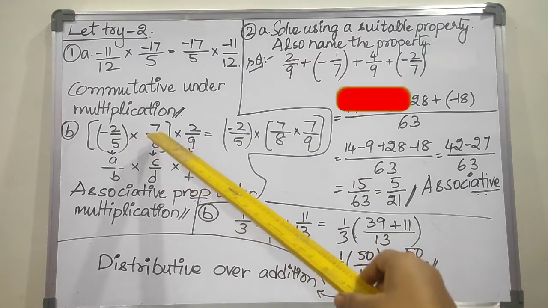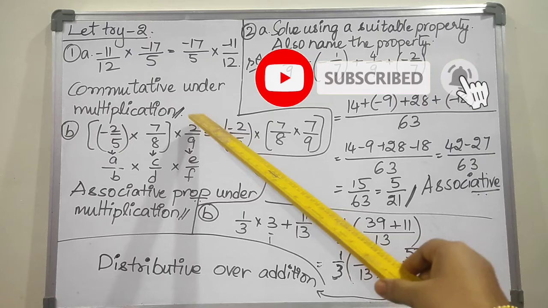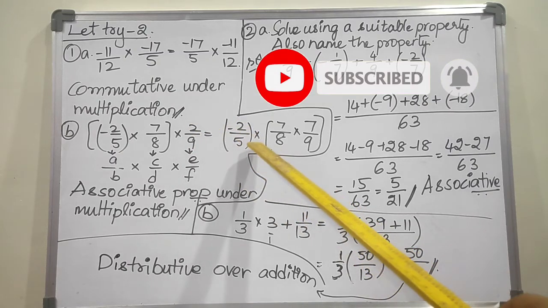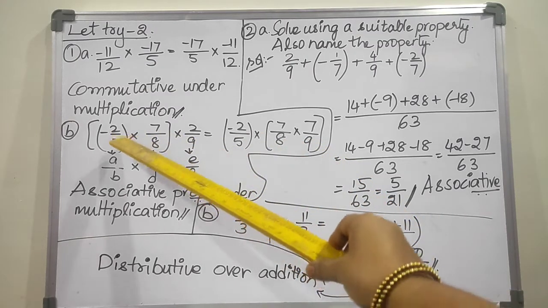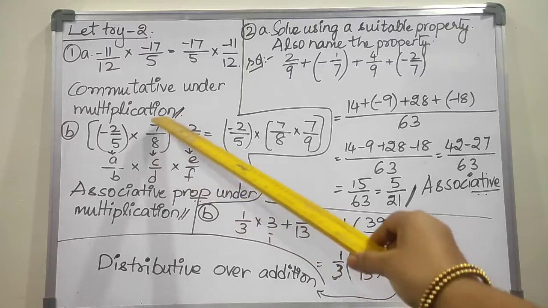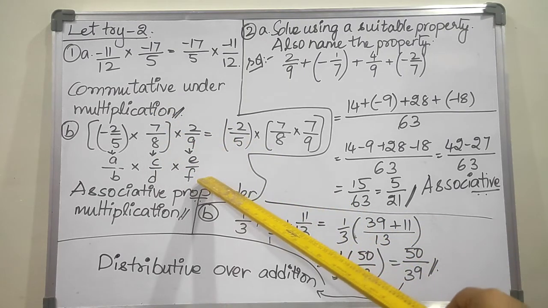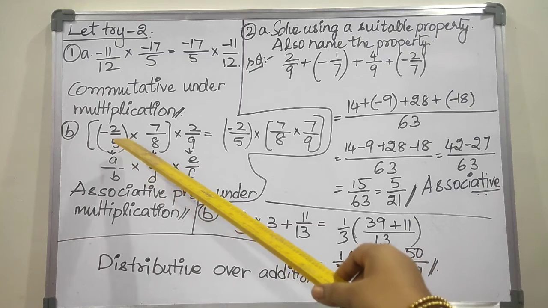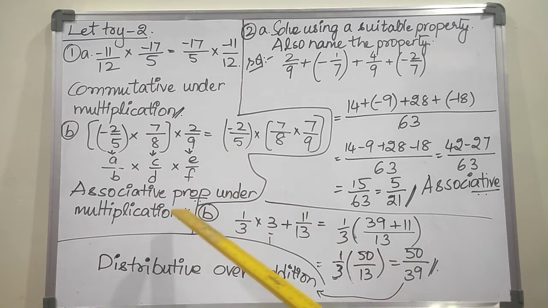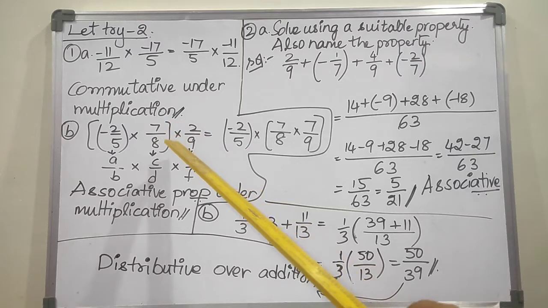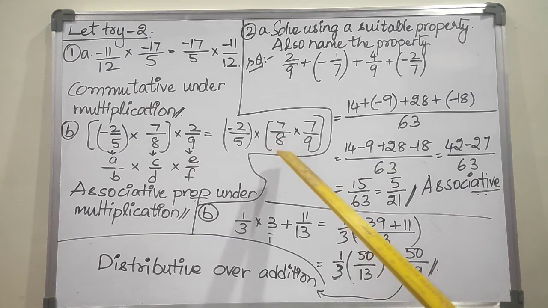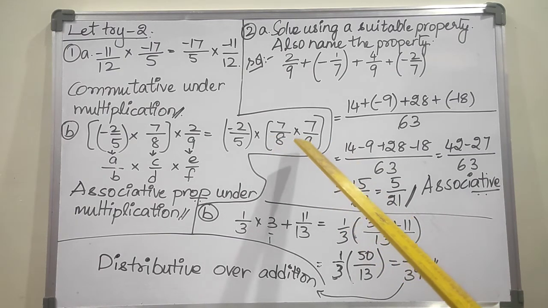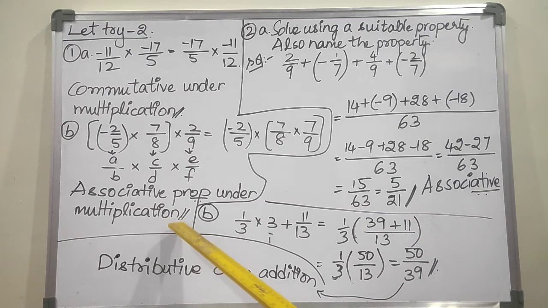Now see the second question. Minus 2 by 5 into 7 by 8 into 2 by 9, which is equal to minus 2 by 5 into 7 by 8 into 7 by 9. So it is like this is A by B, this is C by D and this is E by F. If you observe this, this is the associative property. Here minus 2 by 5 is associating with each and every part of this 7 by 8 into 7 by 9. So that is the associative property under multiplication.